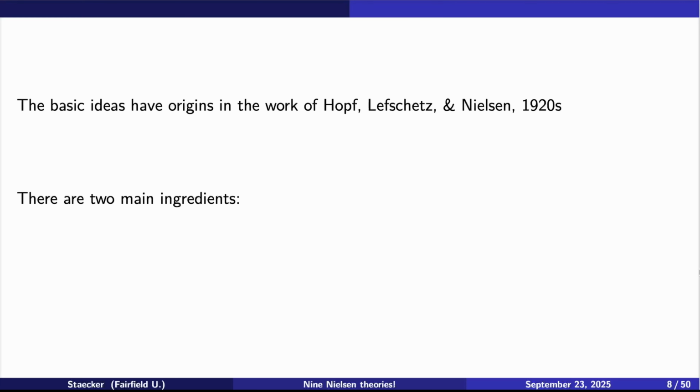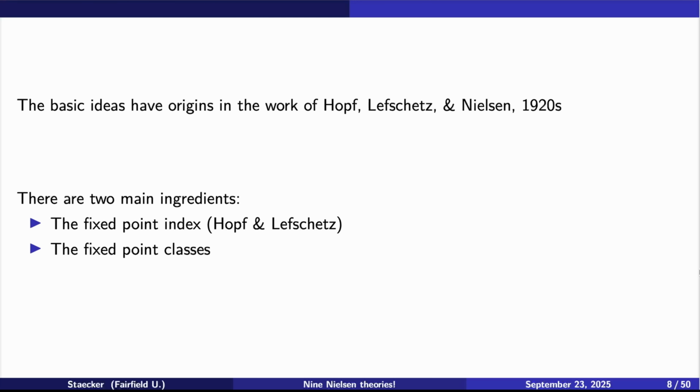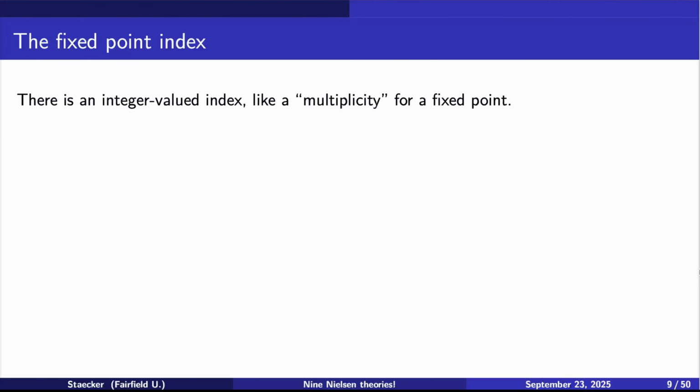The 2 basic ingredients are the fixed point index, and this was basically done by Hopf and Lefschetz, and the fixed point classes, which is due to Nielsen. So I'll talk about each one of those 2 things. The first is the fixed point index. This is an integer valued index, which is kind of like a multiplicity for a fixed point.